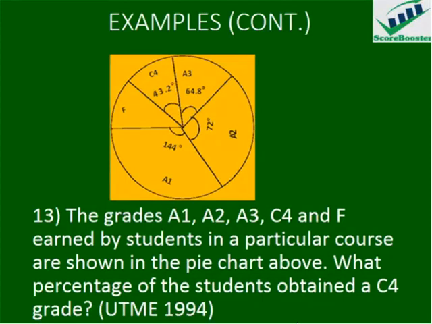So this question also talks about the grades of students in a particular course. So what percentage of the students obtained a C4 grade? So this is the C4 grade. The sectorial angle for C4 grade is 3.2 degrees, but we don't know the total number of students, neither do we know the number of students that had a C4 grade. But we have to obtain the percentage of students that obtained a C4 grade. So now we move to the solution.